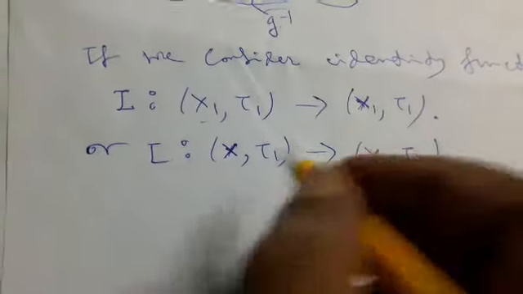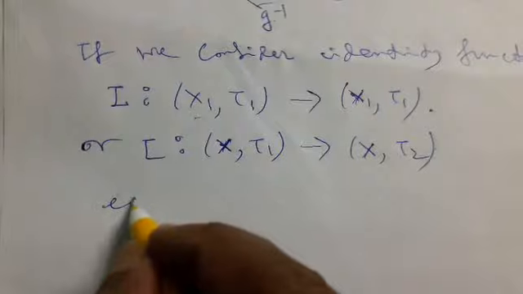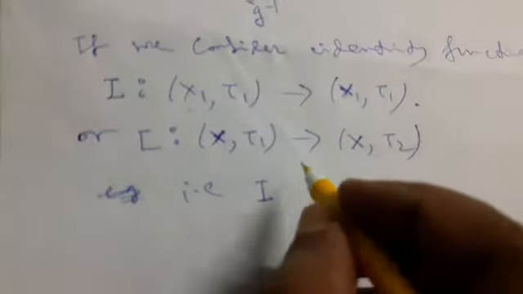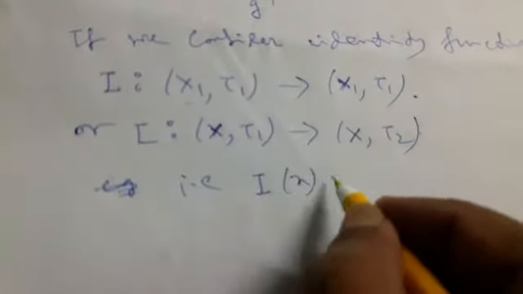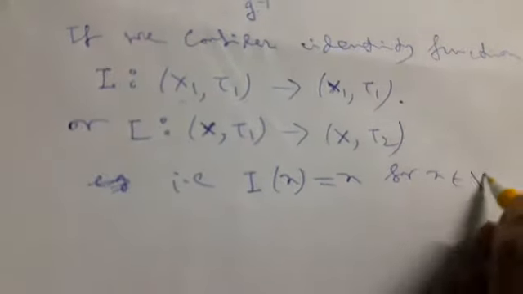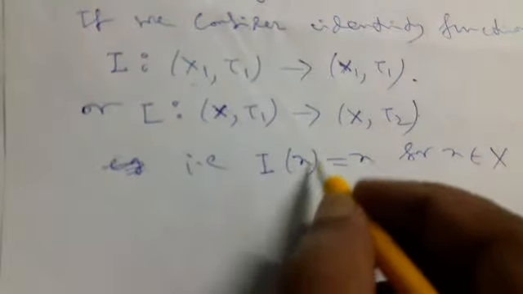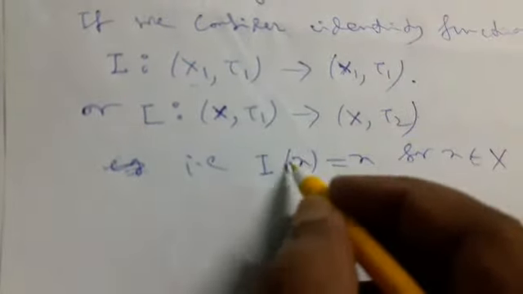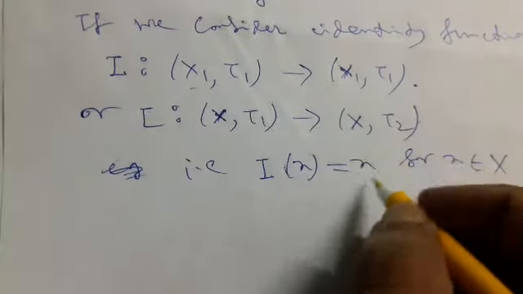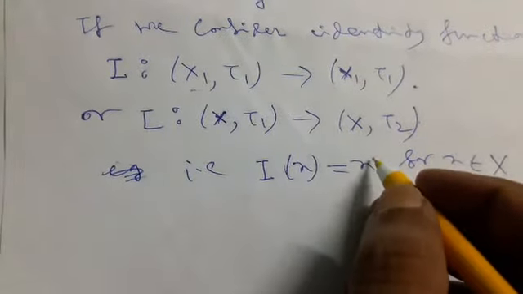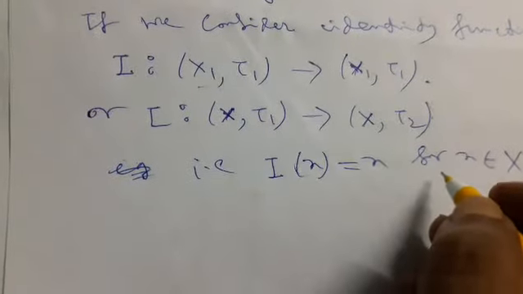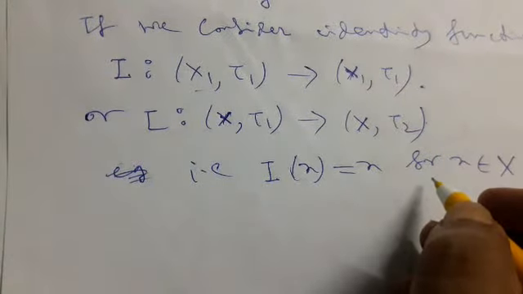As an example, I of x is x, if x belongs to the space X. This x is an element of tau 1, and after the operation it is an element of tau 2. Different topologies, but the same space.